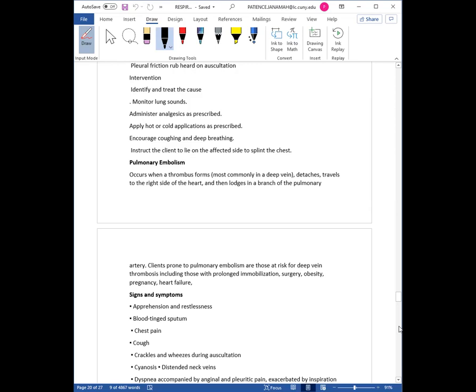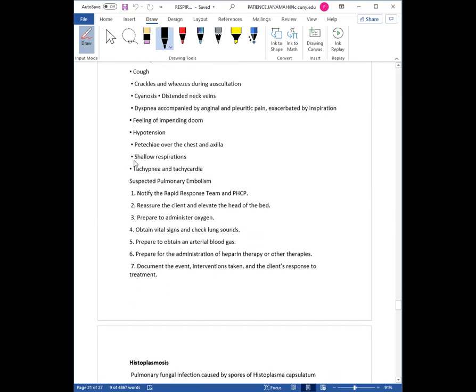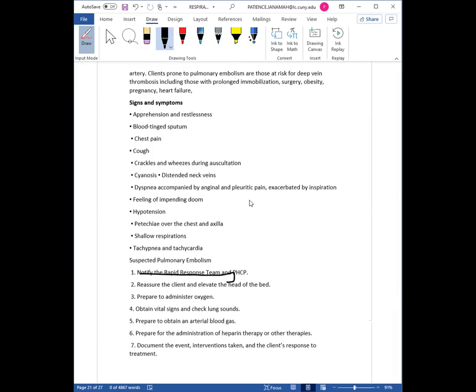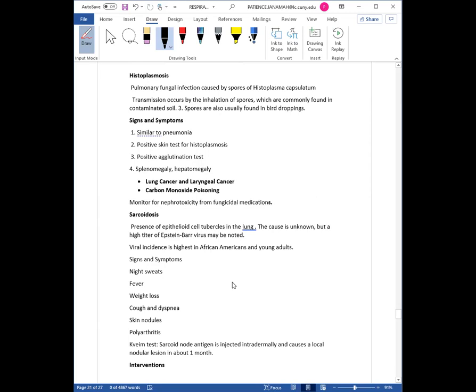Now, signs and symptoms are apprehension, restlessness, blood tinged sputum, chest pain. So these are always common symptoms. I don't like to dig too much into that. Now you want to notify the provider. You want to notify the rapid response team and the primary healthcare provider the moment you see the patient's symptoms are suggesting pulmonary embolism, something in the lungs that is making the patient not able to breathe. You will see the patient describe the pain and you have to rush to notify a rapid response team because the patient cannot breathe at that point. So that's one of the urgent management steps you want to give.